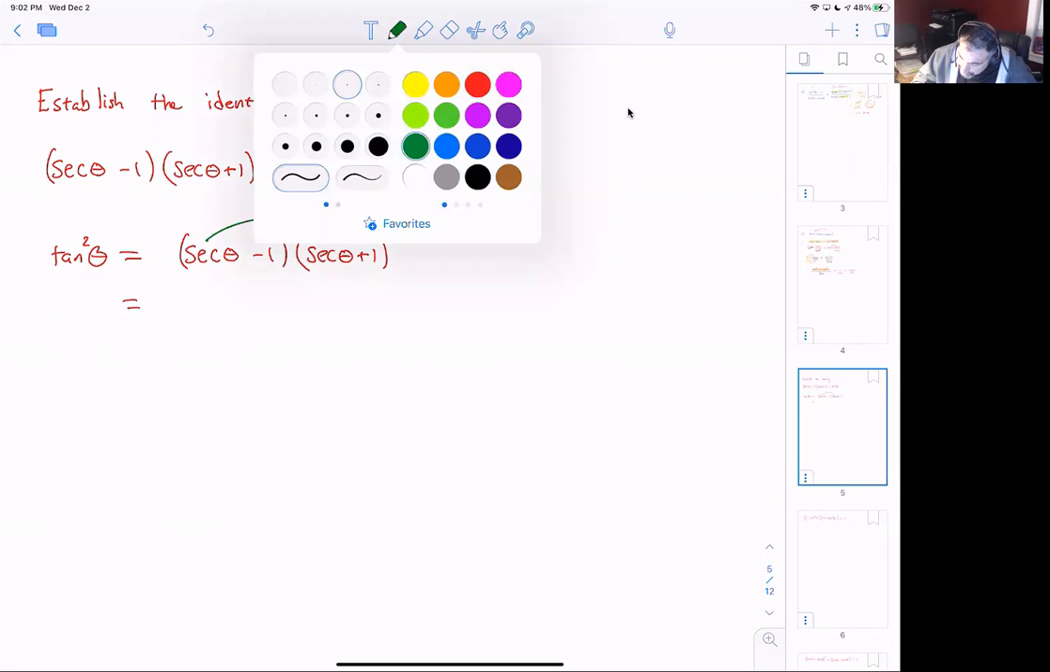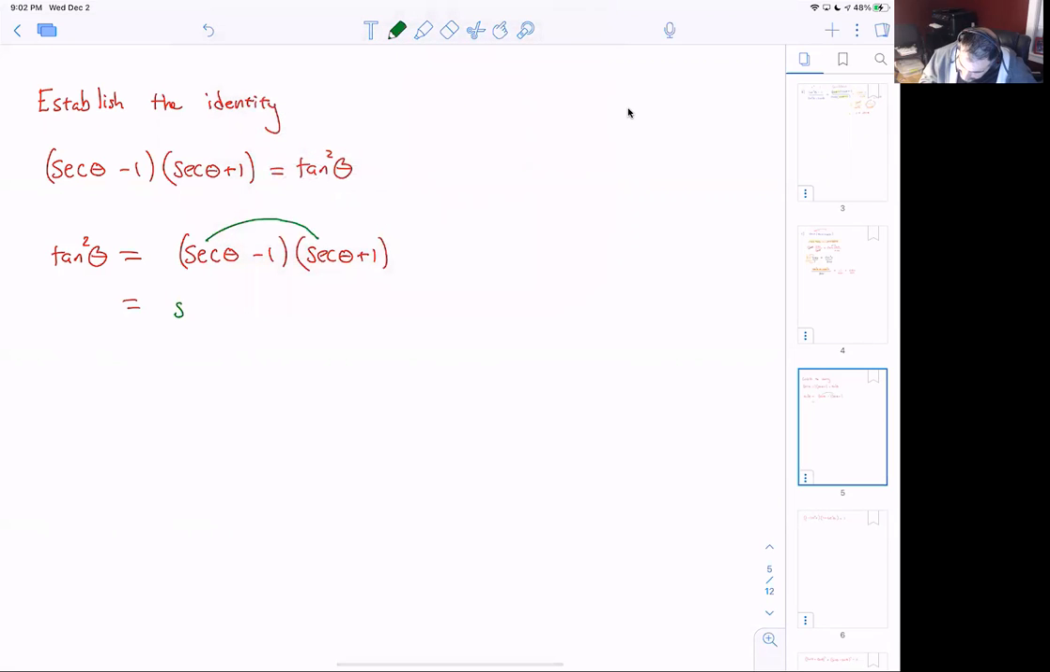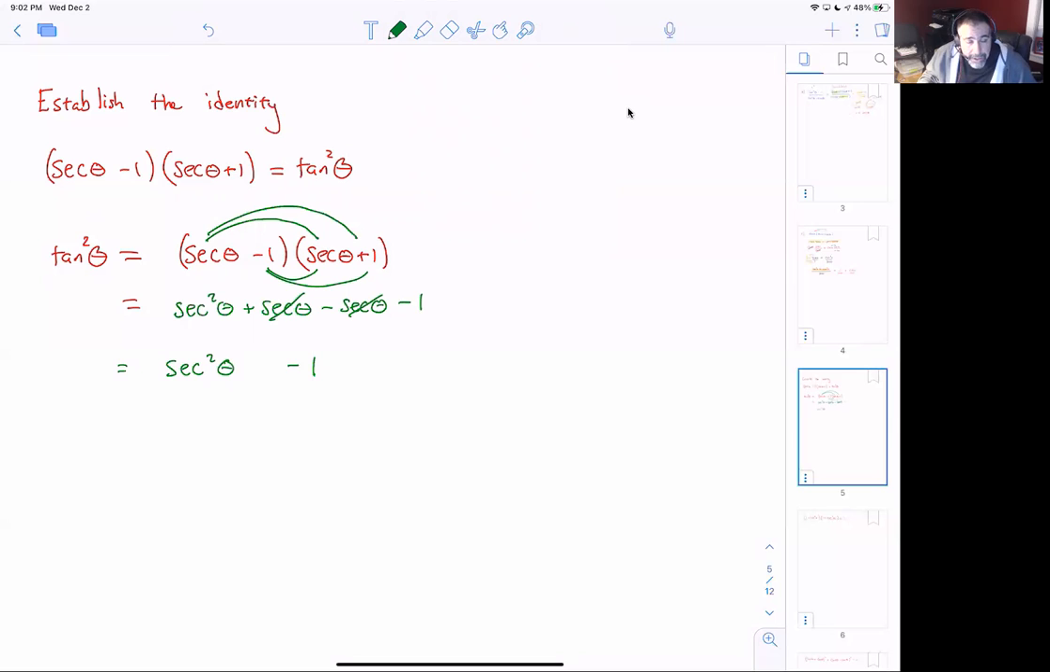So when I'm foiling this out, I'm going to get secant times secant. That's going to give me secant squared theta. The next thing I'm going to get is secant times positive 1, which is positive secant theta. I continue, and now I'm going to get a negative secant theta, which is nice because those last two terms are going to cancel out. And I'm going to get minus 1. So now all of a sudden I've got secant squared theta minus 1, and I want this to be equal to tangent squared.